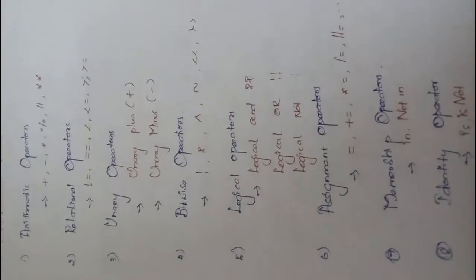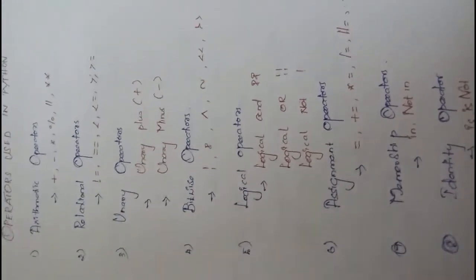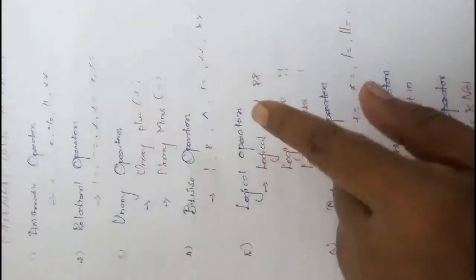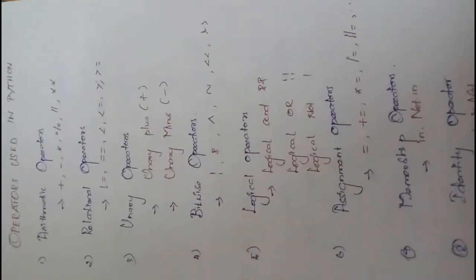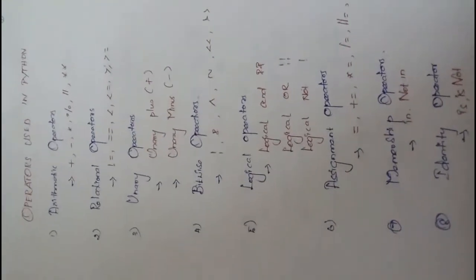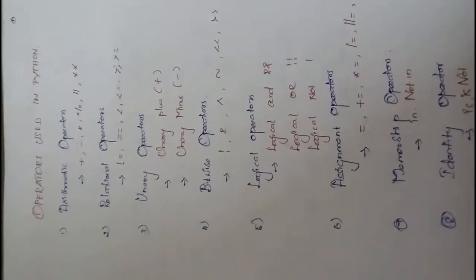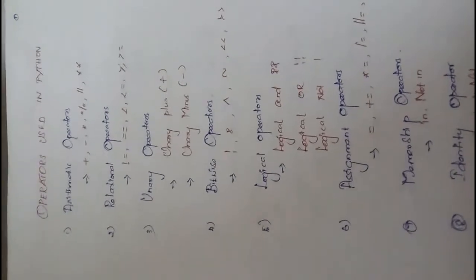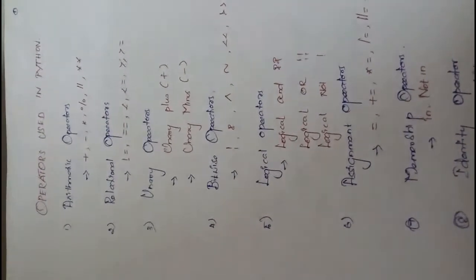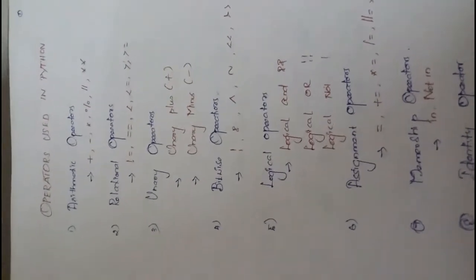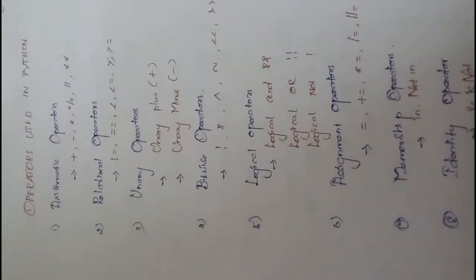Then the fourth operator is the bitwise operator. The symbols used are or, and, negation, less than or equal to, greater than or equal to. These are some bitwise operators. In order to perform bitwise operations, you have to convert all the integer values into binary numbers. Bitwise operators work only on binary numbers.